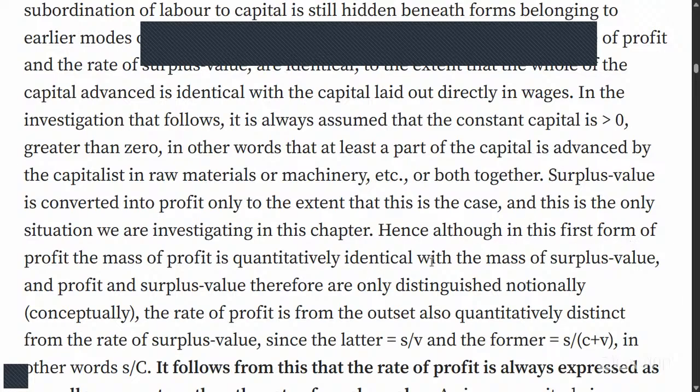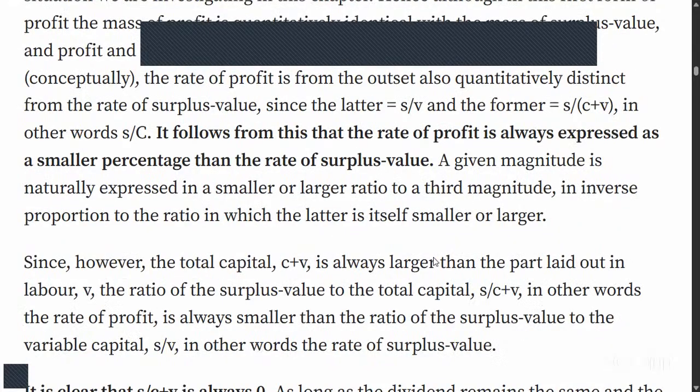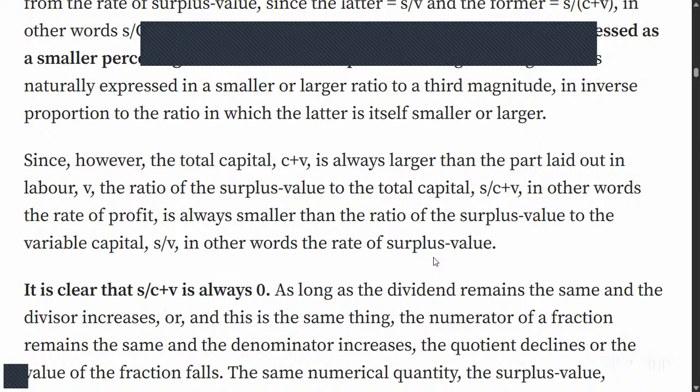It follows from this that the rate of profit is always expressed as a smaller percentage than the rate of surplus value, and a given magnitude is naturally expressed in a smaller or larger ratio to a third magnitude in inverse proportion to the ratio in which the latter is itself larger or smaller. Since, however, the total capital, C plus V, is always larger than the part laid out in labor, V, the ratio of the surplus value to the total capital, that is S over C plus V, in other words, the rate of profit, is always smaller than the ratio of the surplus value to the variable capital, S over V, in other words, the rate of surplus value.